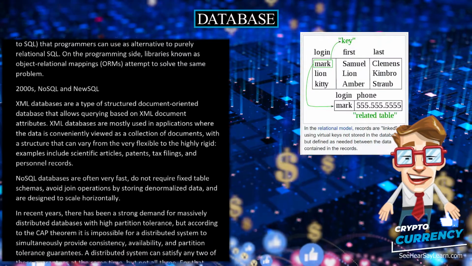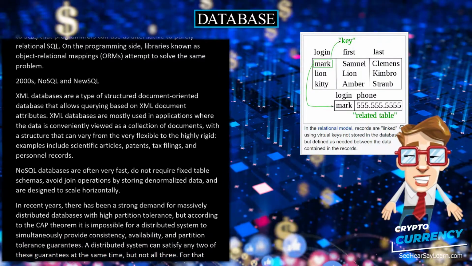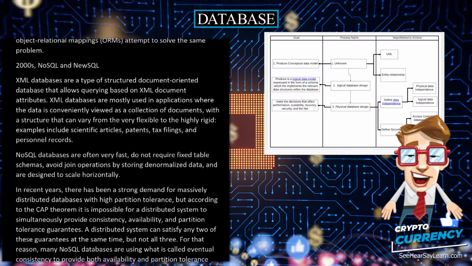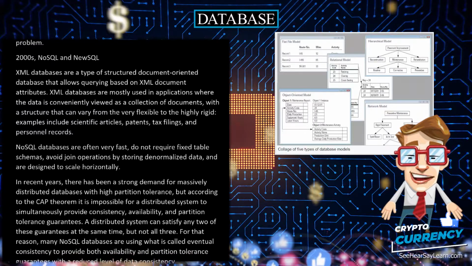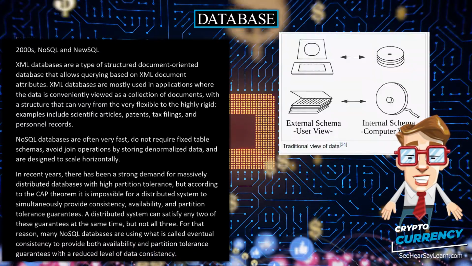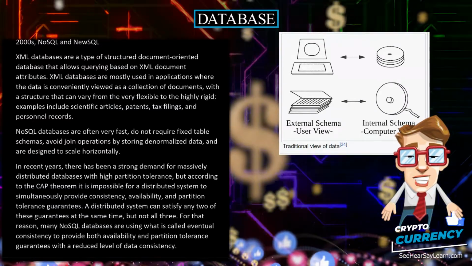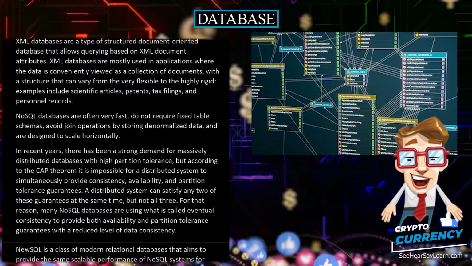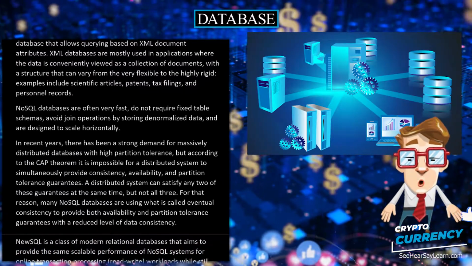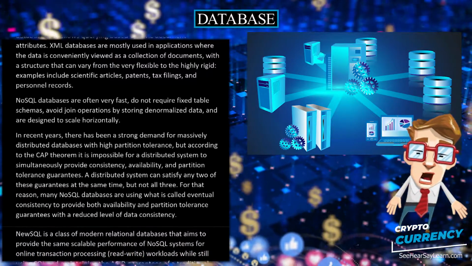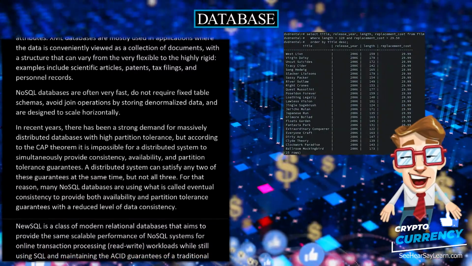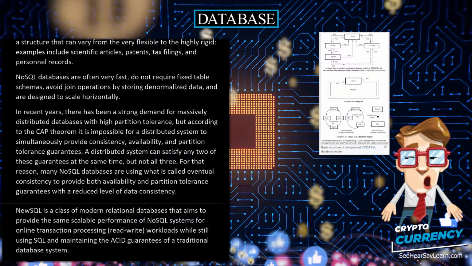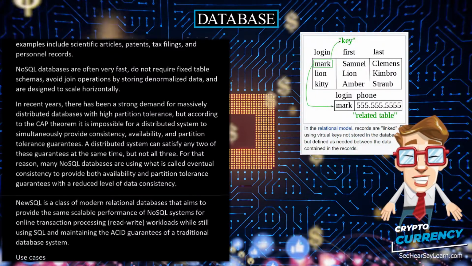2000s, NoSQL and NewSQL. XML databases are a type of structured document-oriented database that allows querying based on XML document attributes. XML databases are mostly used in applications where the data is conveniently viewed as a collection of documents, with a structure that can vary from the very flexible to the highly rigid. Examples include scientific articles, patents, tax filings, and personnel records. NoSQL databases are often very fast, do not require fixed table schemas, avoid join operations by storing denormalized data, and are designed to scale horizontally.